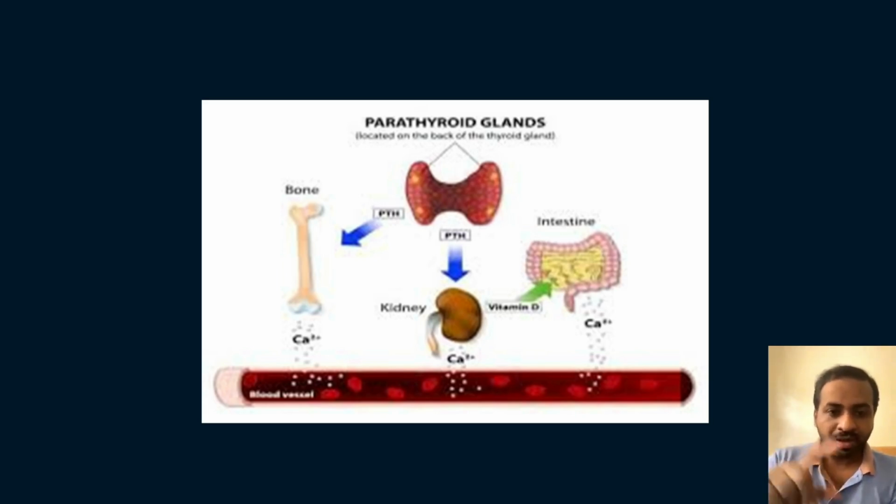Okay, so calcium and phosphorus are always inversely proportional. Whenever there is hypercalcemia, there will be hypophosphatemia. And in the option I have explained about calcitriol. So what is calcitriol? Calcitriol is the active form of vitamin D, and parathormone will help in the conversion to that active form of vitamin D, that is calcitriol, and this calcitriol will help in the absorption of calcium from the intestine. Okay, so I think that is clear for you with the help of this diagram.